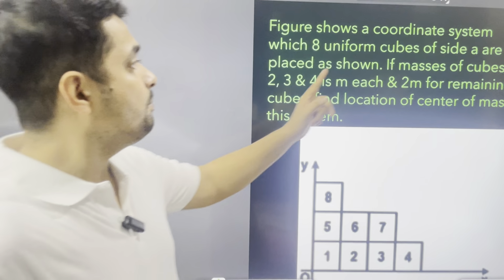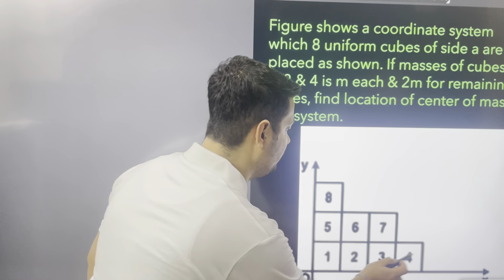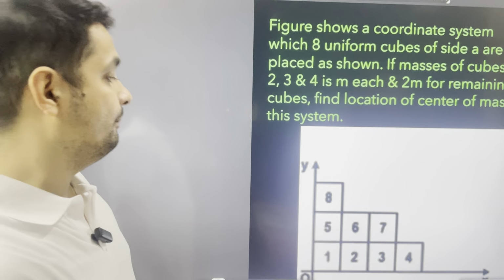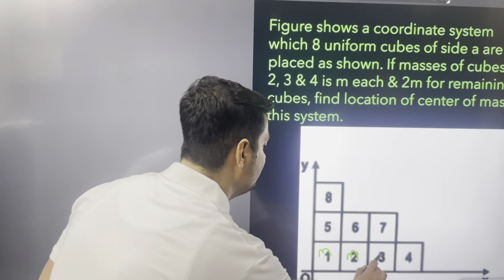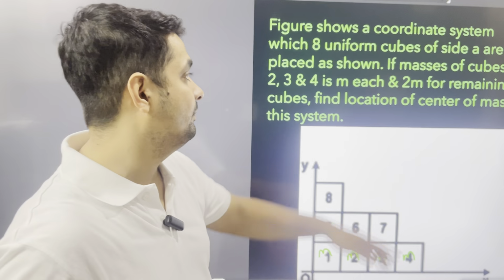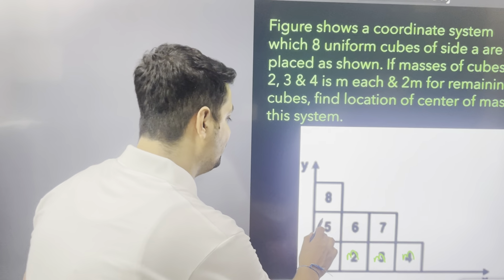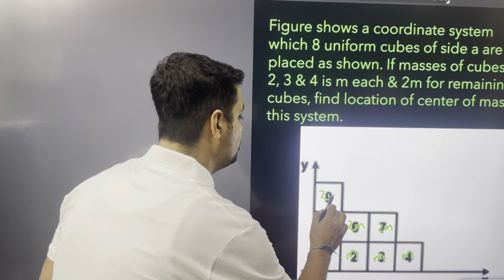Now the masses of cubes 1, 2, 3, 4 are given. Each mass is M. This is M, this is M, this is M, this is M. And 2M for the remaining ones: this is 2M, this is 2M, this is 2M, and this is also 2M. Correct?